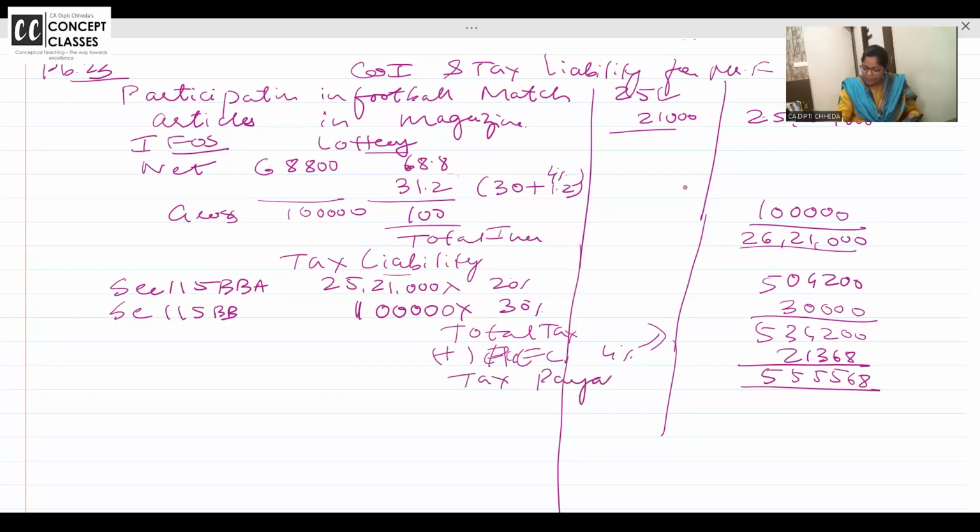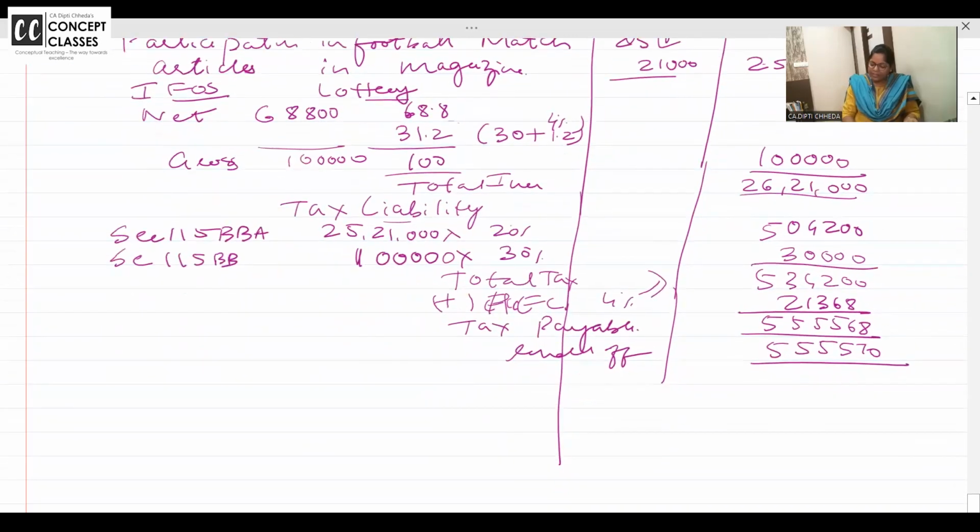Tax payable, rounded off to multiples of 10. So 555,570. Clear to all of you? This is the tax liability of Mr. F.